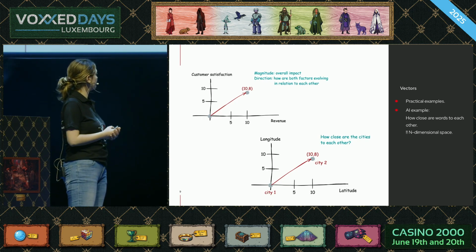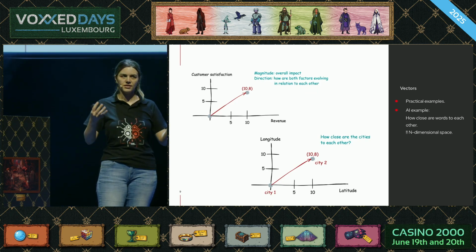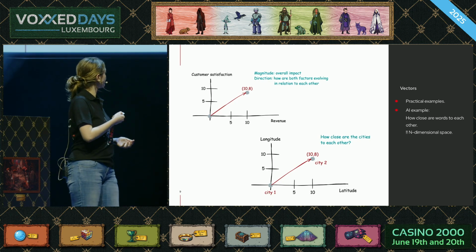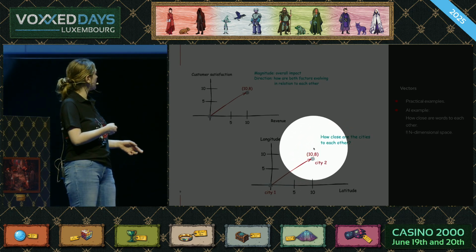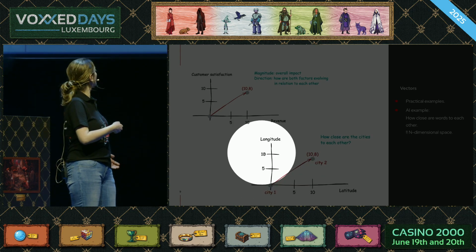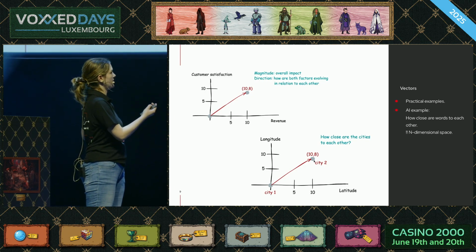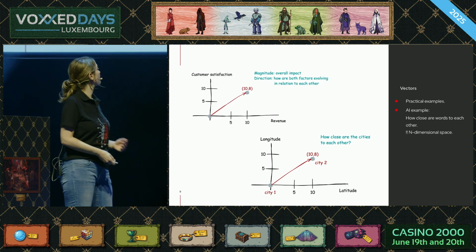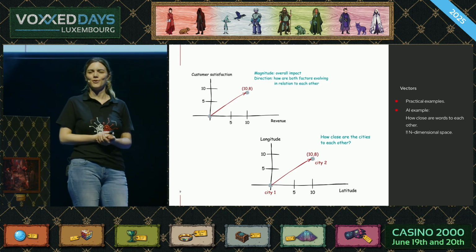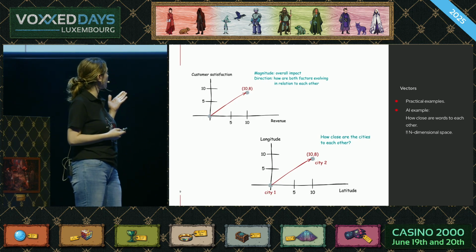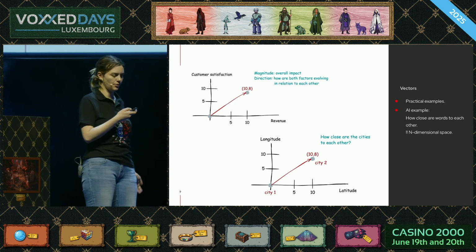Now let's talk about another use case. How close are the cities to each other? How can we represent this in the vector world? So if one city is at 0, 0, and the second city is at 10, 8, this is how you can represent this visually in this two-dimensional space vector. So why is this important for AI? What does it have to do with AI, how close cities are to each other? It is important because we want to see how words relate to each other. We will talk later about this, but those are the fundamental concepts.